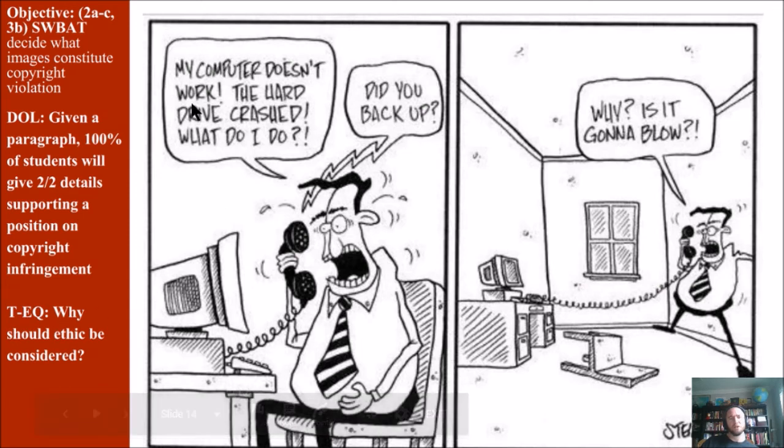My computer doesn't work. The hard drive crashed. What do I do? Did you back up? Why is it going to blow?